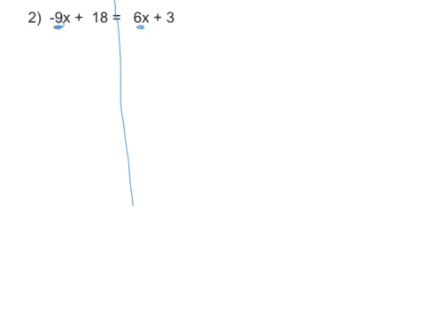So we're going to move it. So we're going to do the opposite, which would be to add 9x. Whatever you do on one side, you have to do on the other side of the equals. So we'll put it below the 6x as well.